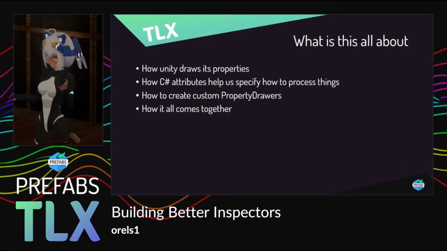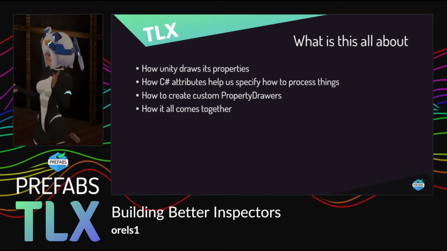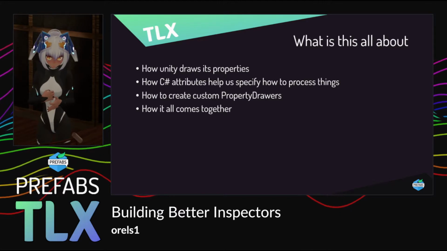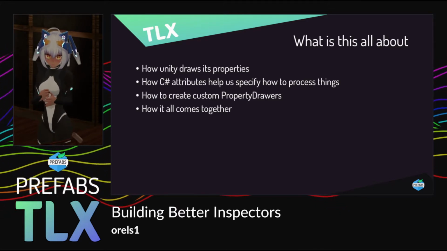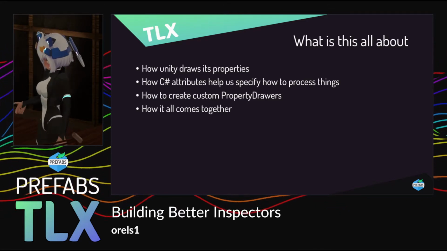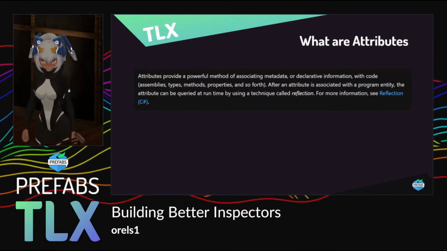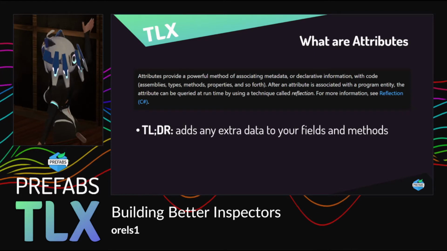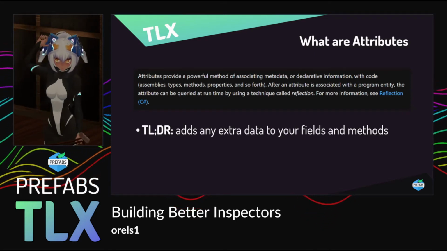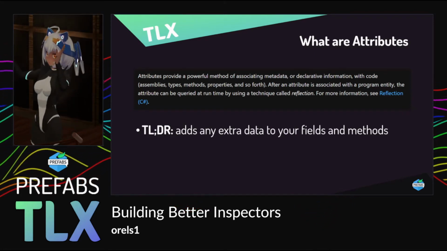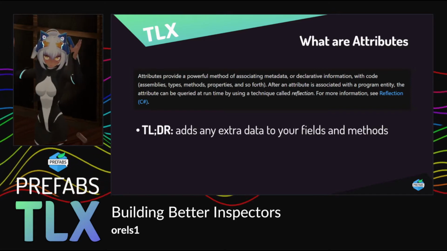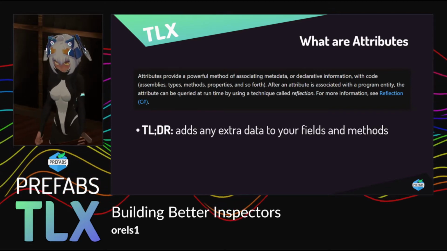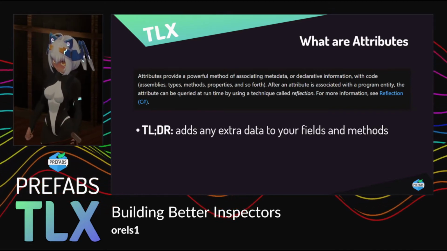So we'll start with the basics because you need to know some lower level things to understand what's going on, and we'll start with attributes. So C# has a cool thing called attributes. There is an MDN description over there, TLDR, you can basically attach any data to any field or method or property in your script.